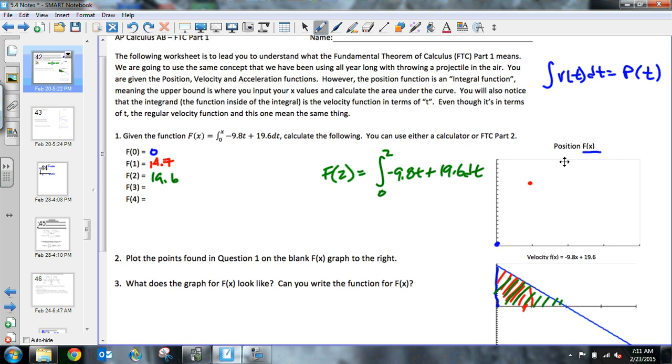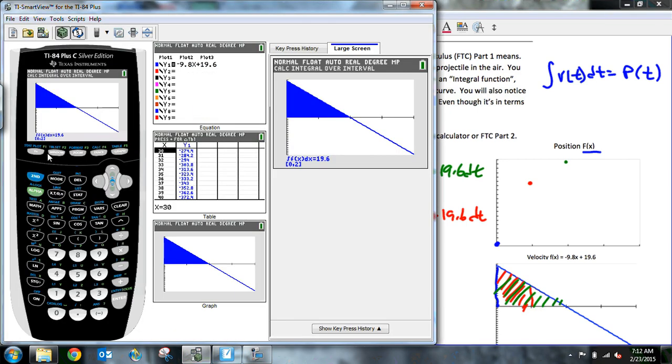What I have there, and hopefully what you're seeing here, is that we're kind of getting a parabola. Now let's go back and do F of 3. You should kind of already know what we're going to get there, but that's the integral between 0 and 3 of negative 9.8 t plus 19.6 dt. If we go to our calculator and integrate with a lower bound of 0 and an upper bound of 3, it's going to continue all the way over on this side too, and we end up getting 14.7 again.